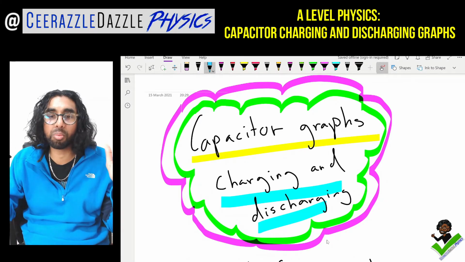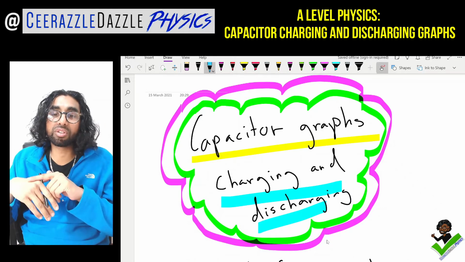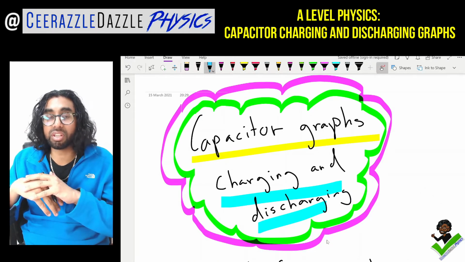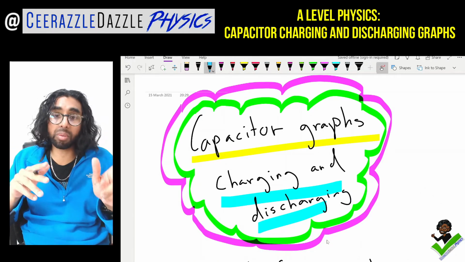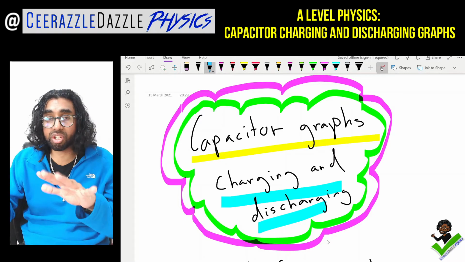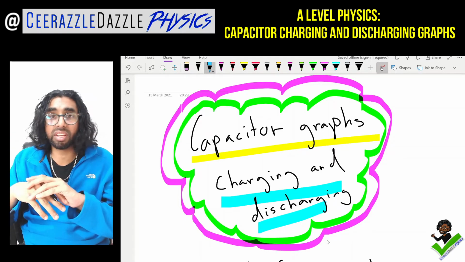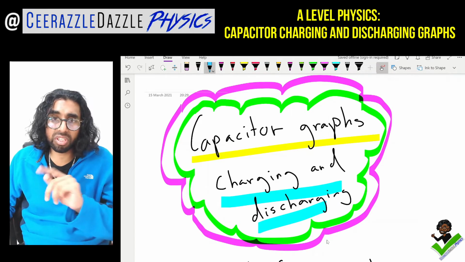In today's session, we're going to be talking about capacitor graphs for charging and discharging. So in today's lesson, we're going to be talking about capacitor graphs when we're charging it and when we're discharging it. Alright, let's get straight into it with the following scenario.